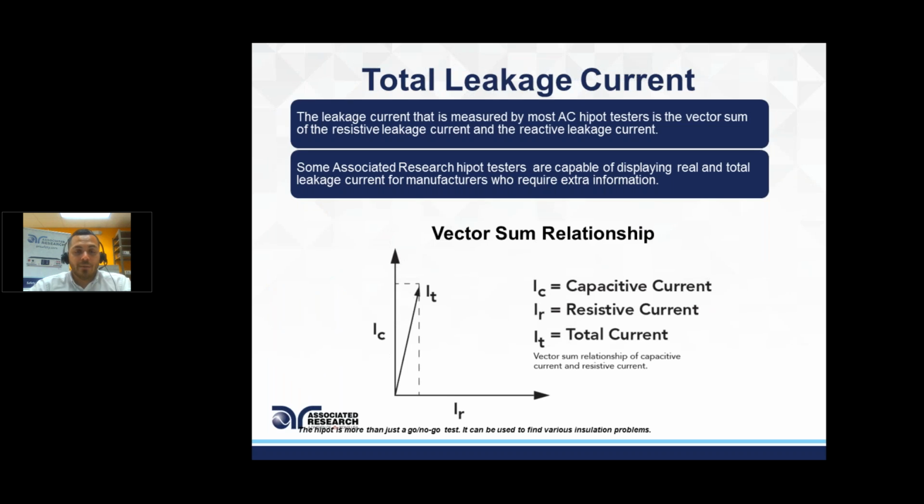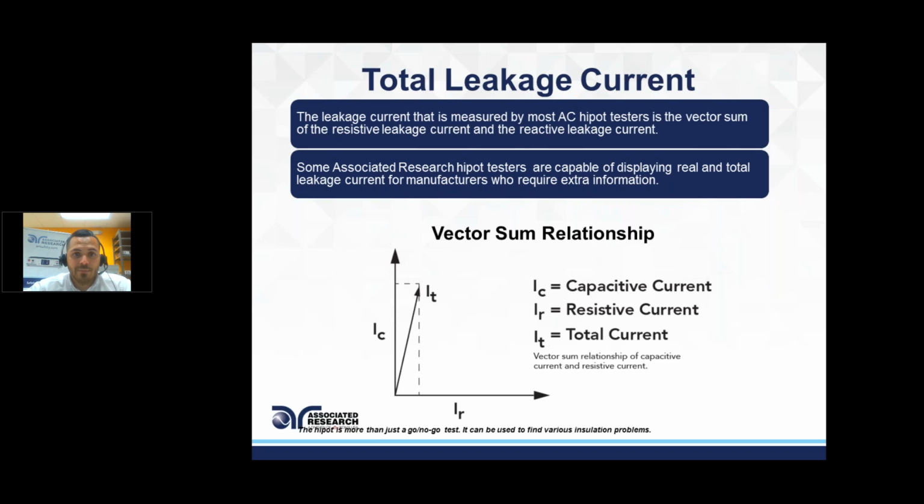But getting a little bit deeper into what your leakage looks like, the leakage current measured by most AC Hipot testers is a vector sum of the resistive leakage current and the reactive leakage current. That reactive leakage is what I was referring to as a charging current, capacitive current, imaginary current, if you want to call it.